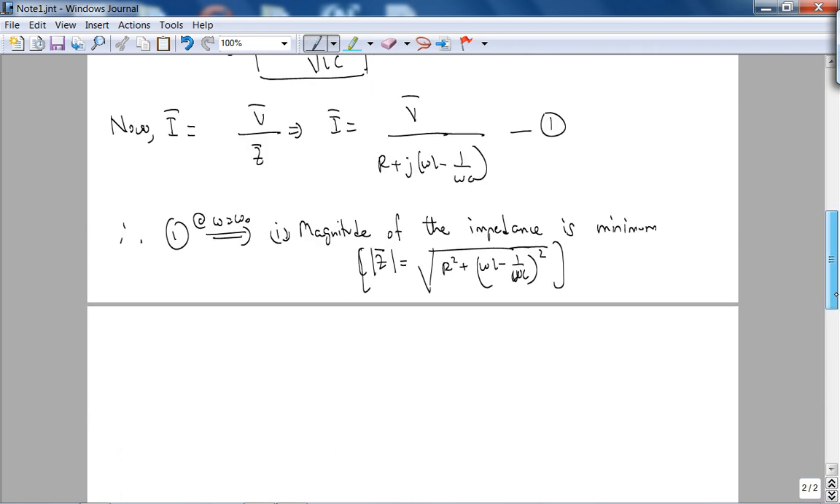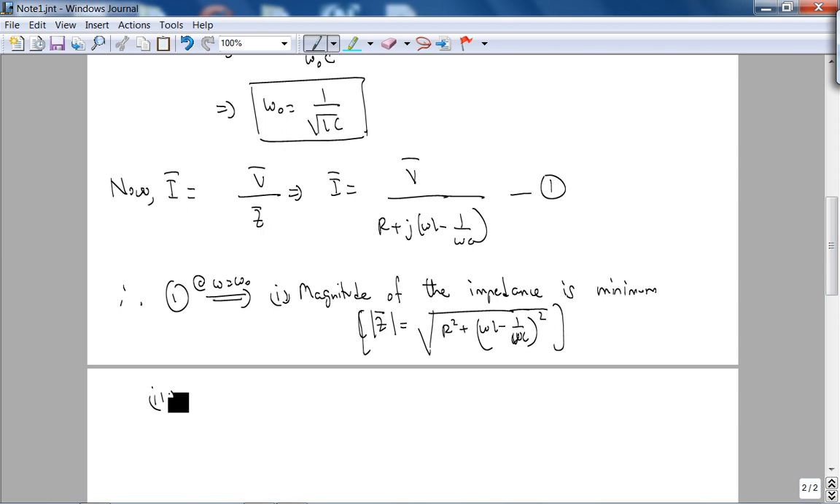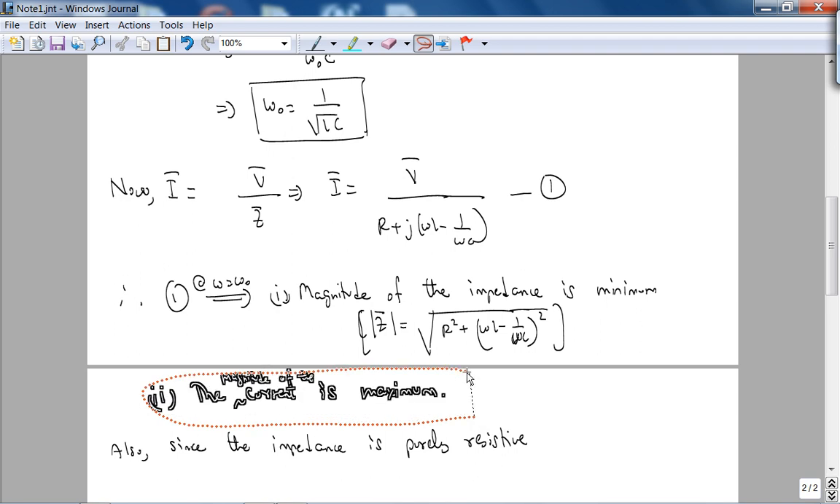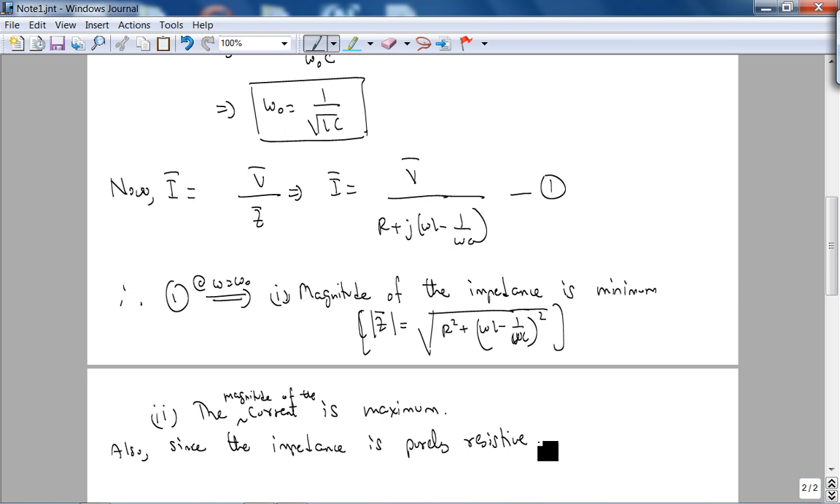Okay. We also get, therefore, the current is maximum. Also, since the impedance is purely resistive, the magnitude of the current is maximum. Also, since the impedance is purely resistive, this implies that point number three, power factor is unity. Okay?